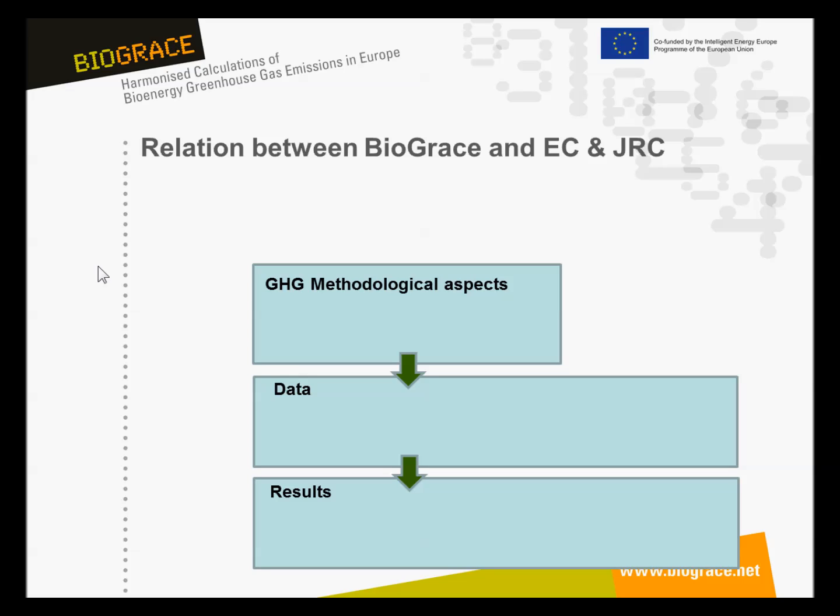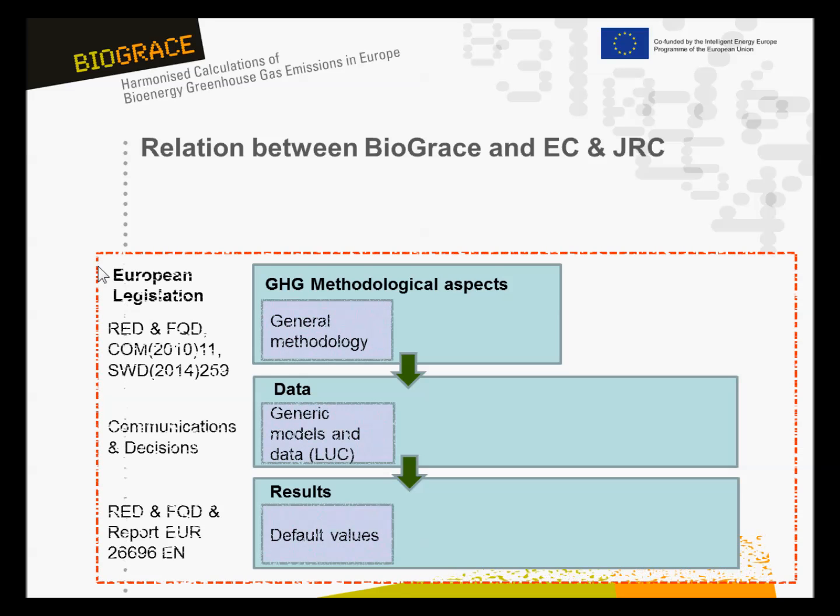Now, for making greenhouse gas calculations to comply with sustainability criteria for bioenergy in Europe, the European Commission, with the help of JRC, has already predefined many of the 3 elements. The methodology has been set as part of annexes to the Renewable Energy Directive, Fuel Quality Directive, and the communication and staff working document for solid and gaseous biomass.